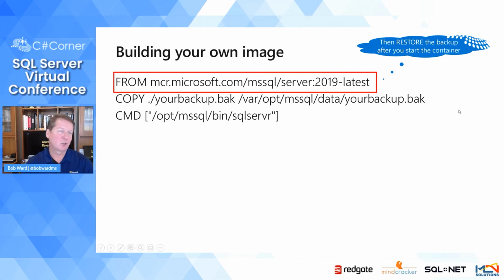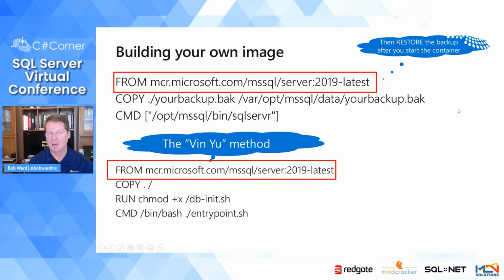What if you wanted a more script-type method? I call this the Vinu method because my colleague Vinu from Microsoft is the one who showed me how to do this. So here is a Dockerfile where I'm doing the same thing as before, but I'm going to copy in a series of scripts into the image, and that script is what's going to be run, not SQL Server. The script is going to eventually run SQL Server.